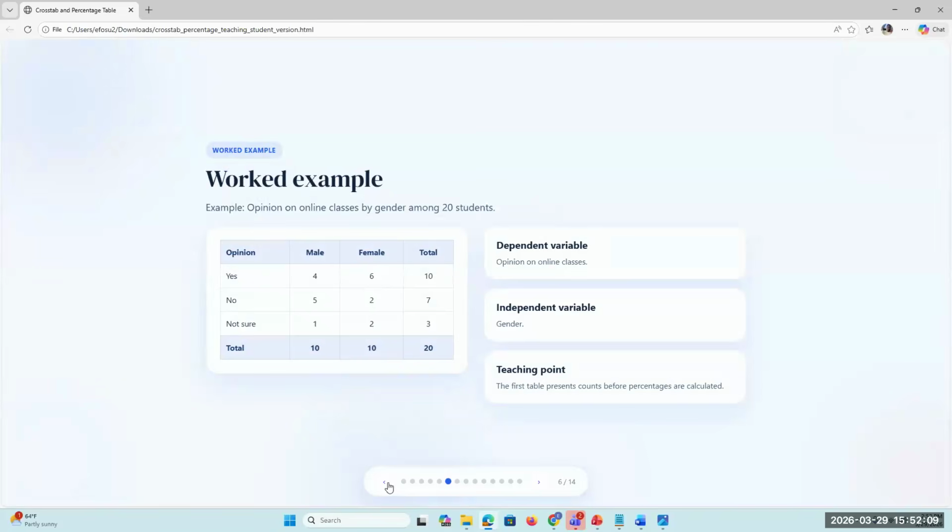Somebody can pick 4. When you pick 4, what will 4 be? You said 4 over 10 times 100. When we pick 5, what will 5 be? 5 over 7 times 100. When we pick 1, what will 1 be? 1 over 3 times 100. Good, I'm leaving it like this. Now, someone should give us the answers you are getting for this.